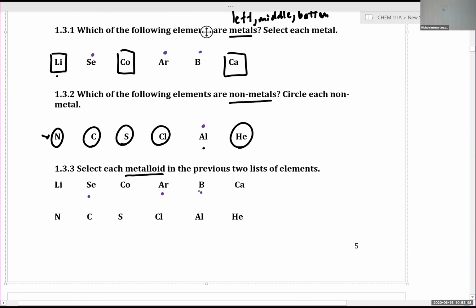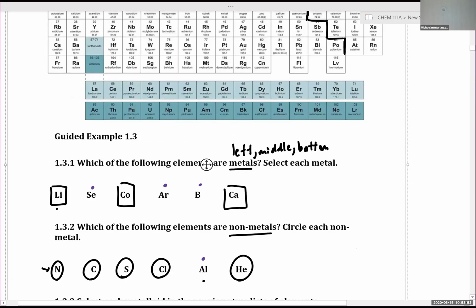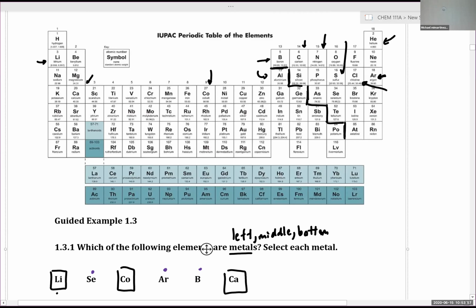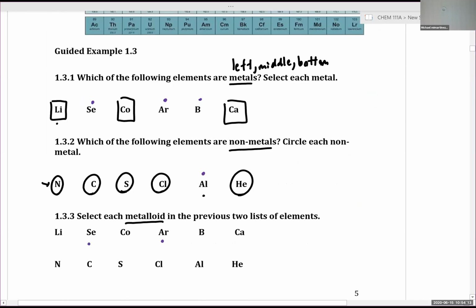What about boron? Looking at boron, is boron a metalloid? Yes, it's clearly in the metalloid section. Just to shade things in, if I was taking an exam, this is what I would do. Almost immediately, I'd start shading in some of the major metalloids, just so that I don't forget. And boron clearly is a metalloid.